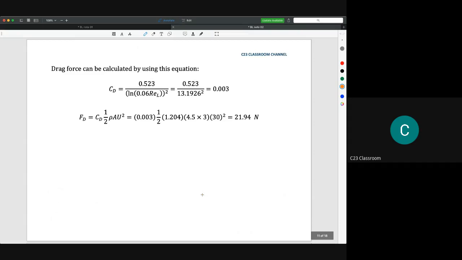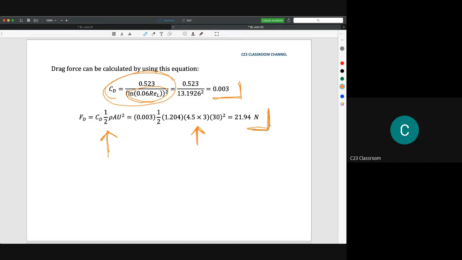The drag force can be calculated by using this equation. This is the calculation of the CD. We substitute the value of the Reynolds number here, and we get 0.003. Then we use this common equation, CD times 1 over 2 rho A U square. We substitute the area of the plate here, 4.5 times 3, the width is 3. So we get around 21.94 newtons.